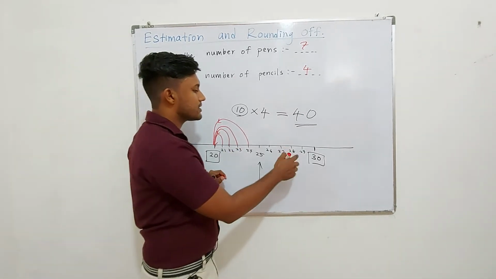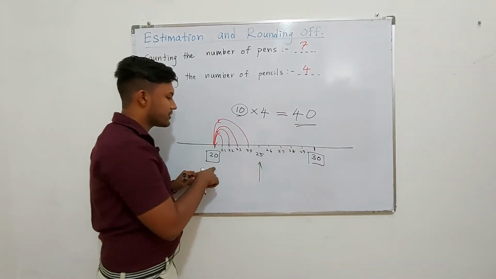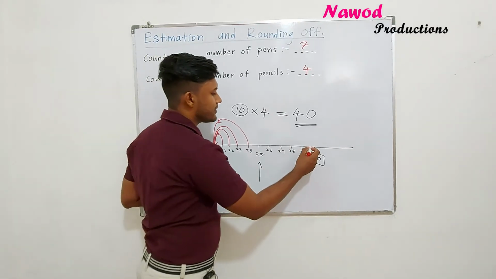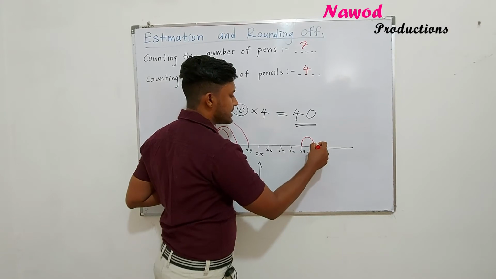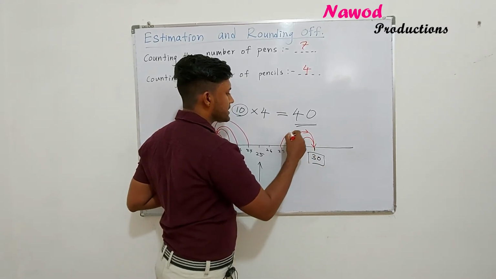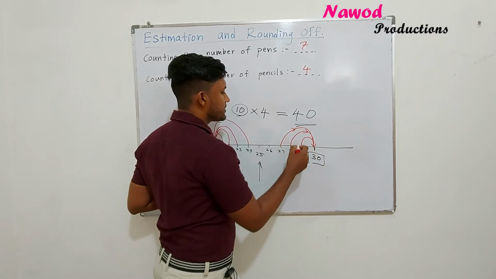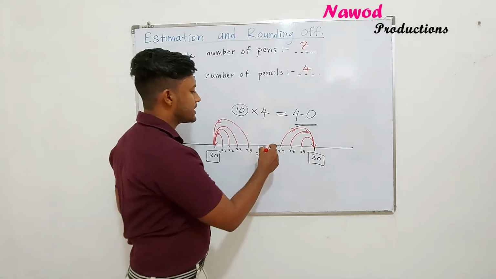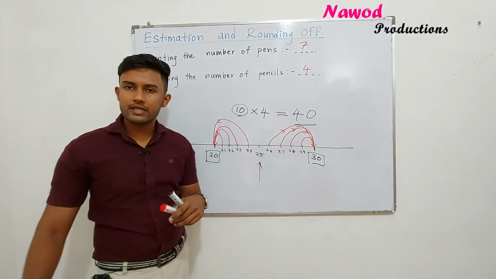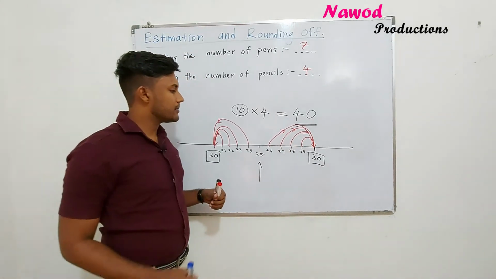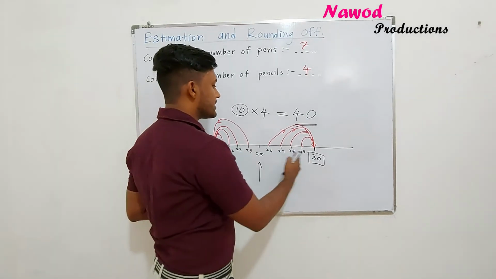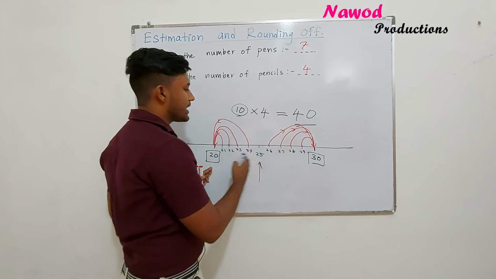Then when considering 29, is it near to 20 or 30? It is near to 30. 29 is near to 30. 28 is near to 30. 27 is near to 30. Then 26 also near to 30. Then when considering these side numbers, we can round them off and get an answer.